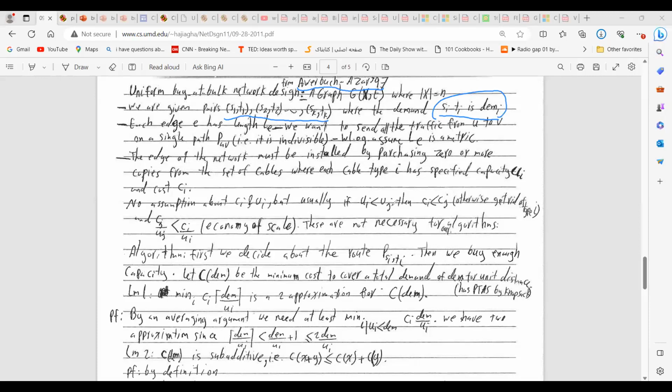Generally, if u_i is less than u_j, then c_i is less than c_j. Capacity is u_i and the cost is c_i. Generally, if the capacity is less, the cost should be less. More than that, this is the economy of scale: c_j over u_j should be less than c_i over u_i for j greater than i. So if you get a larger capacity cable, the cost per unit should be less. This is the economy of scale that we are talking about, and we discussed it. Let me make some observations here.